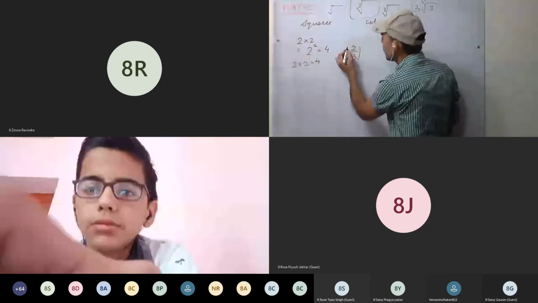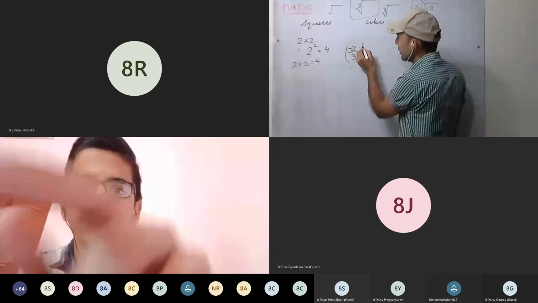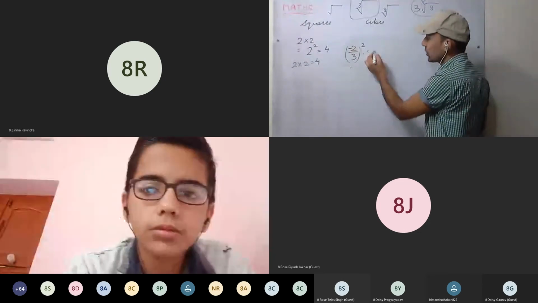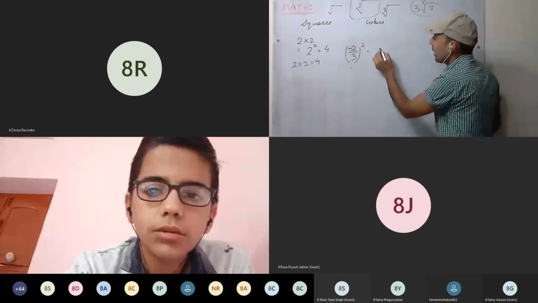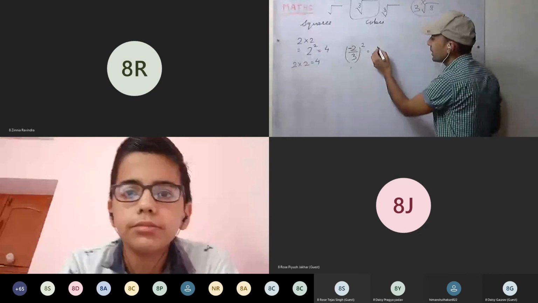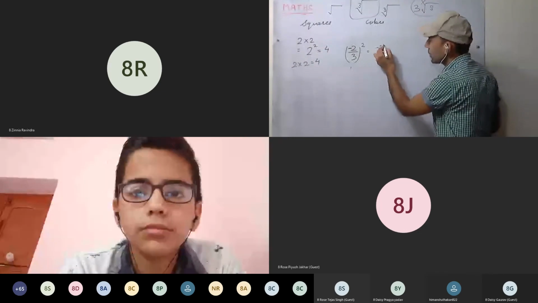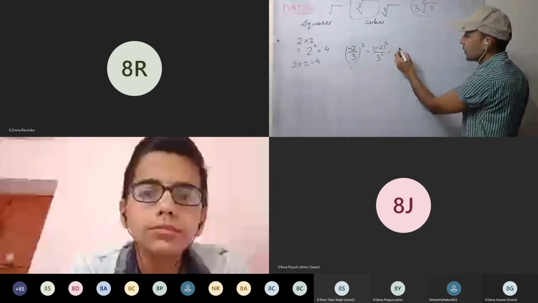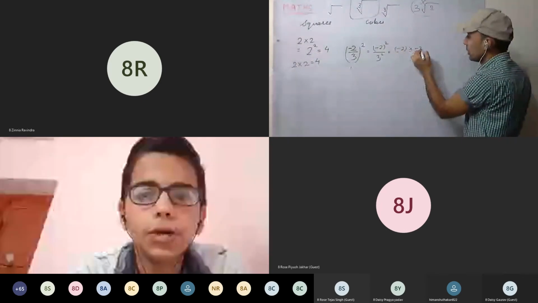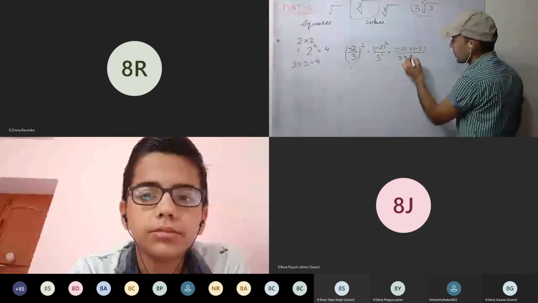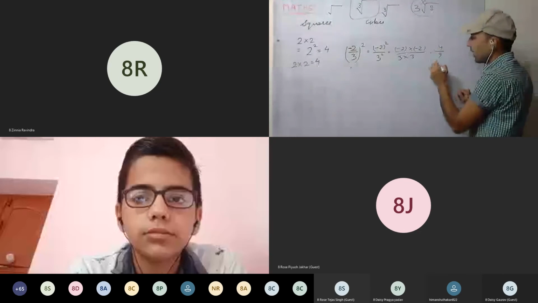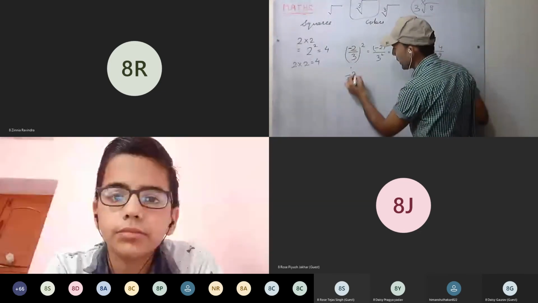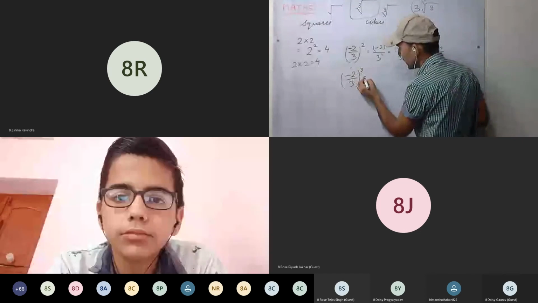Find the square of minus 2 by 3. I'm asking, find the square of minus 2 by 3. It will be how much? 4 upon 9. That is minus 2 raised to power 2, and you have 3 raised to power 2. It is how much? Minus 2 into minus 2, 4; 3 into 3, 9. So 4 upon 9. Now calculate the cube.